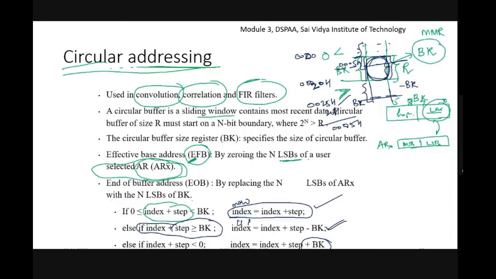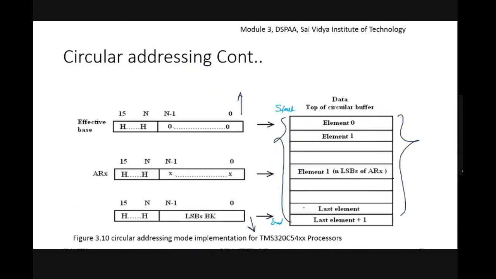to 0 and less than or equal to BK, there is no change with the new index. Index is equal to index plus step, because the index plus step value is already within the range, so no need of doing any modification, addition or subtraction. Else if index plus step is greater than or equal to the BK register, then what is going to happen? If it is greater, then we have to perform the subtraction. If it is less than 0, then we have to perform the addition. So this is the circular addressing mode that we were discussing in the previous class.